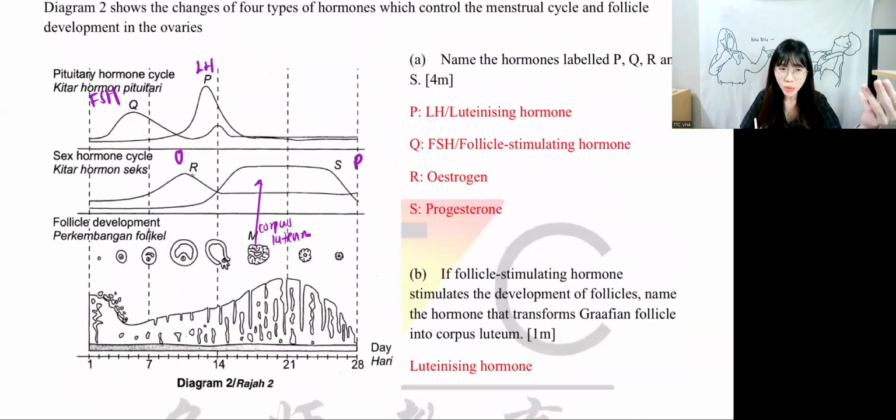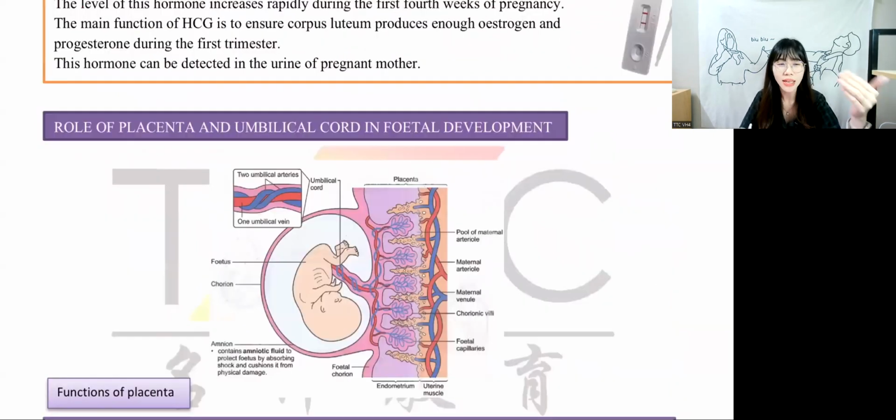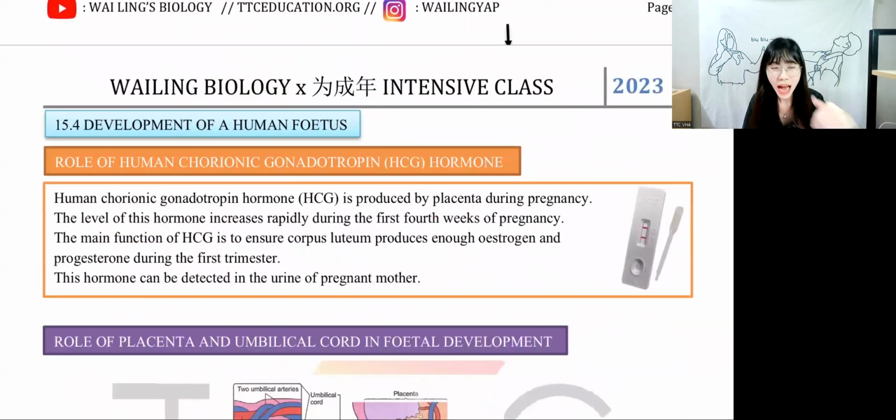Okay, now done with this, we're going to look at the next one, which is the development of the human fetus. How do they develop a human fetus? I will not mention the process because it's a very simple process, but I will teach you how people know that a person is pregnant. How do they know that they are pregnant? It is by testing for the presence of a hormone called HCG.